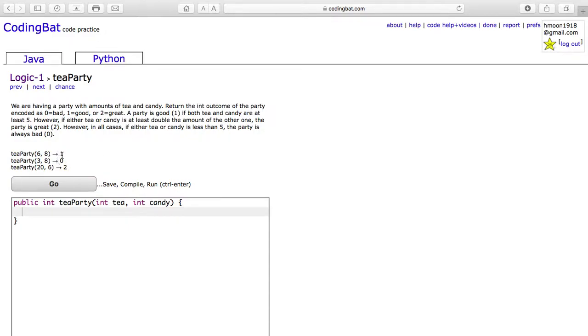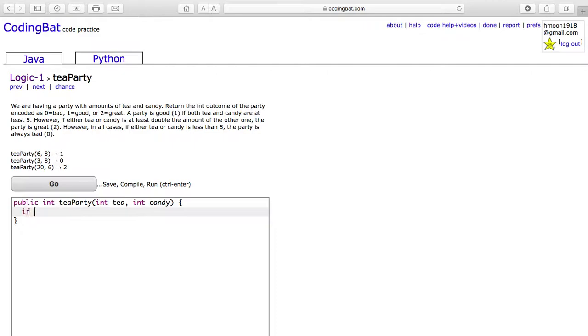A party is good, or 1, if both tea and candy are at least 5. However, if either tea or candy is at least double the amount of the other one, the party is always great, 2. However, in all cases, if either tea or candy is less than 5, the party is always bad.